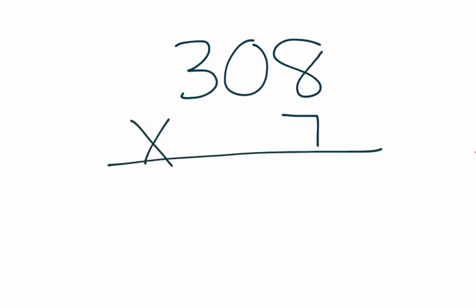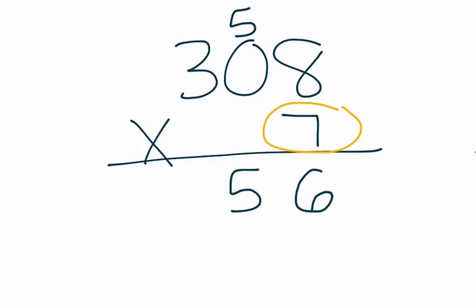and again, I'm just going to repeat this because it's okay. You're going to multiply every single number by this 7 down here. Okay, 8 times 7 is 56. Put down the 6, carry the 5. 0 times 7 is 0, plus 5 is 5. And then we have 3 times 7 is 21.